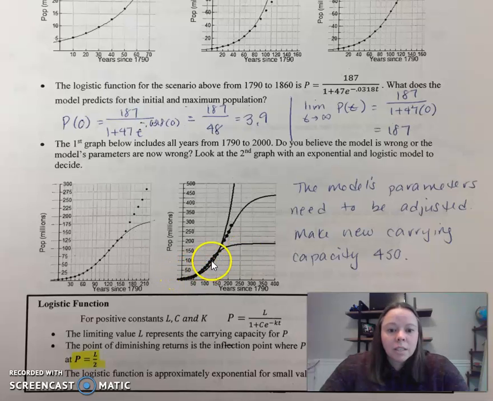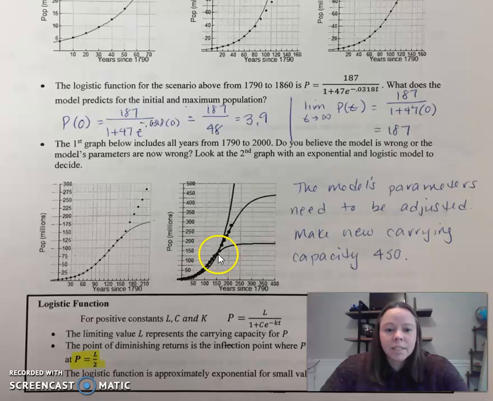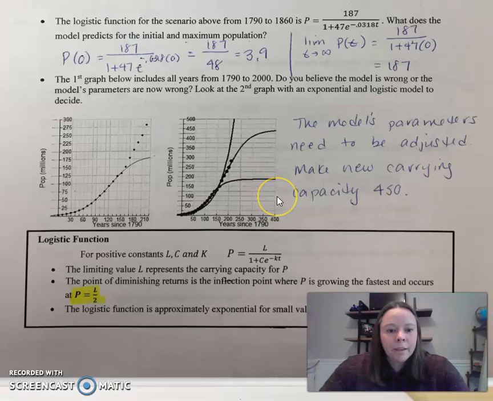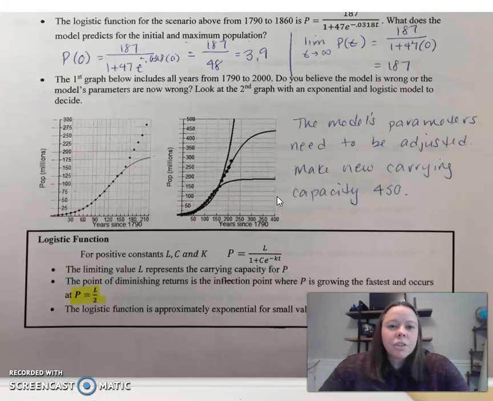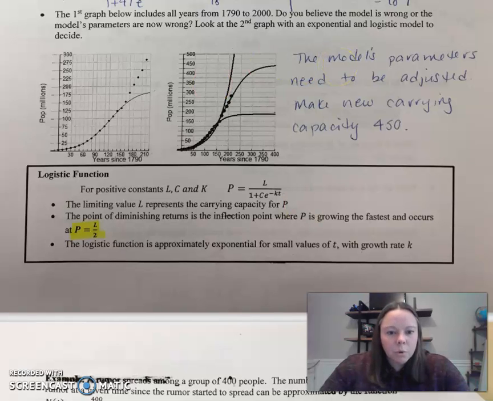So this was the existing model that we had up here that had us leveling off at 187 million. And you can see that's not a good fit for our data. So we had to adjust the parameters to get a better, new adjusted carrying capacity of now 450. Okay, so that's just an application of the logistic function, but here's how it works and what the variables are.